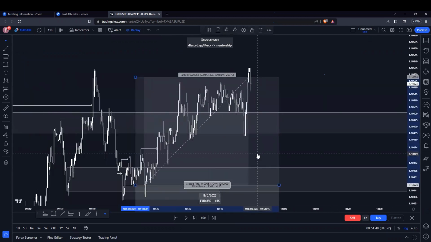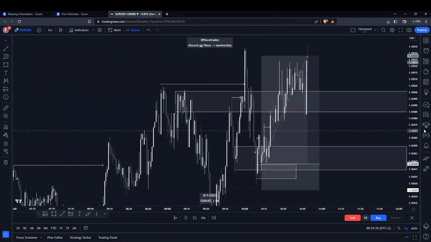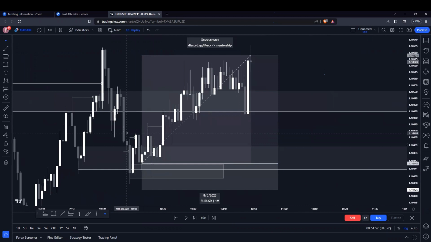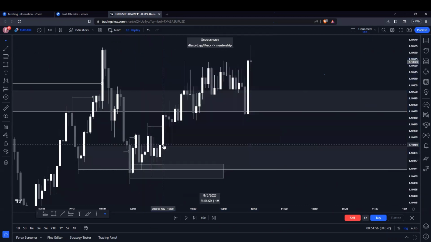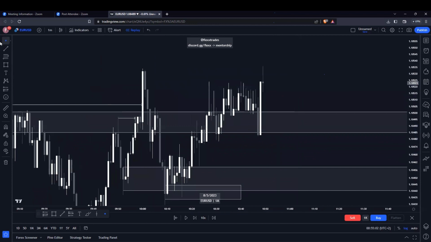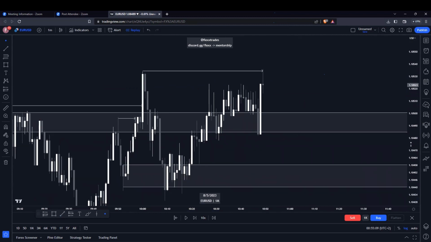Okay, so that's a 1 to 4 setup. I don't think you could have caught that. That's really hard to catch on the 1 minute. Really hard, actually. On the 15-second it is more clear, right? Or even the 30-second would be clear, in my opinion. So now what we've seen is we broke structure. If we broke structure there, we had that 1 to 4 setup, a very easy, very clean setup.